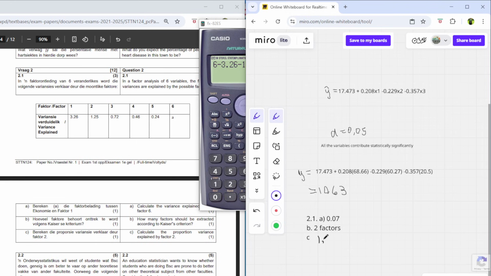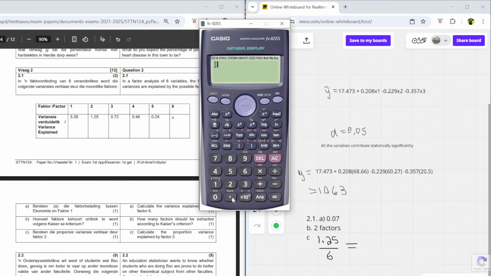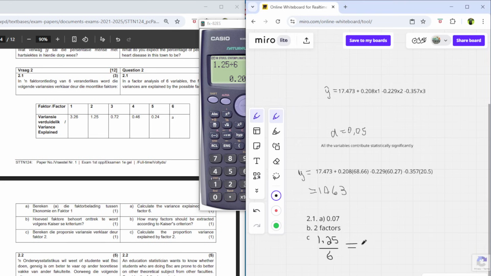So it's going to be 1.25, and then you divide it by the number of factors. In this case, it's going to be 6 factors, so 1.25 divided by 6, and that is 0.208 to 3 decimal places. That is the answer for C over there.